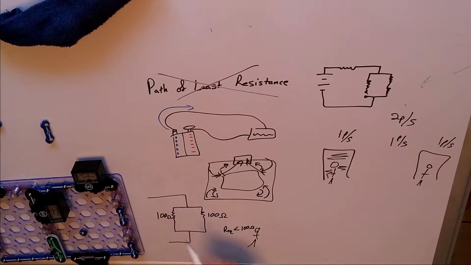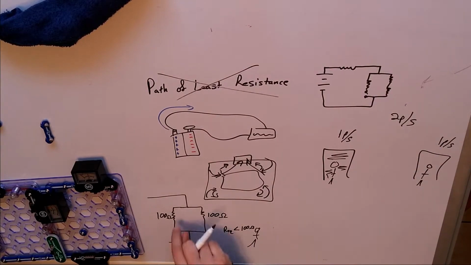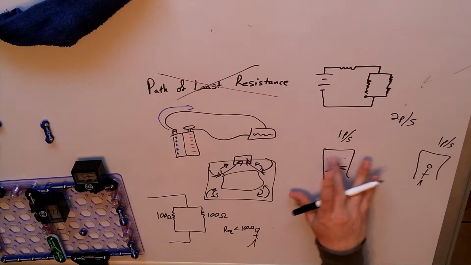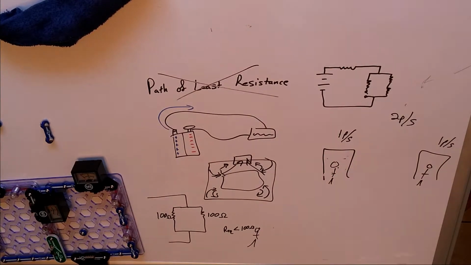So here's the idea. If I open this door back up, then I go back to the 2 people per second. I've added a resistor, yes, but because I put it in parallel, it's me opening another door, which allows more people to get out of the gym in a given time, which is useful.